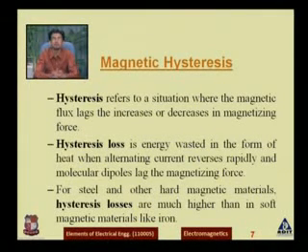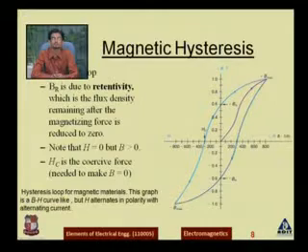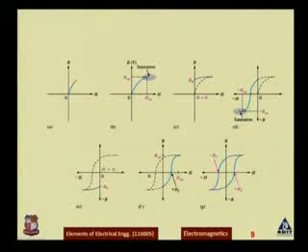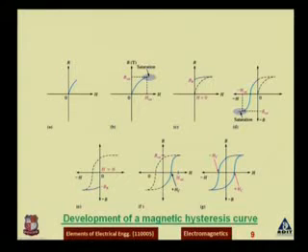Hysteresis refers to a situation where the magnetic flux lags the increase or decrease of the magnetizing force. Hysteresis loss is energy wasted in the form of heat when the alternating current reverses rapidly and molecular dipoles lag the magnetizing force. For steel and other hard magnetic materials, hysteresis losses are much higher than in soft magnetic materials like iron. These are the steps we have seen for the development of the magnetic hysteresis curve.